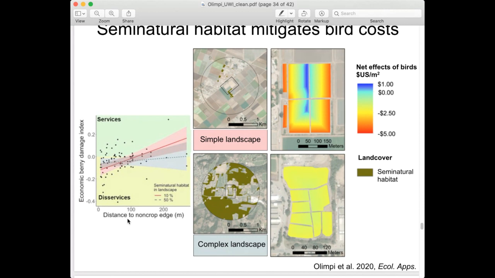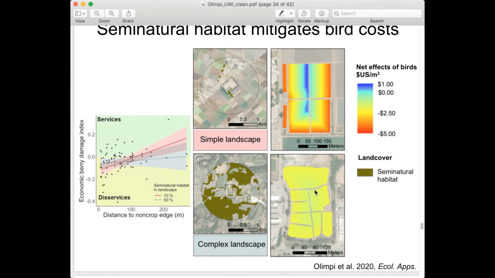And we can see that by looking at these heat maps on the right. The 2 different landscape contexts are shown. So a simple landscape on top has very little semi-natural habitat around the farm. And then what you see in those landscapes, the different colors represent how birds are impacting crops. So red means they're causing damage at edges, and blue means that they're helping strawberry production, mostly by providing pest control. On the bottom, you can see a farm in a complex landscape.